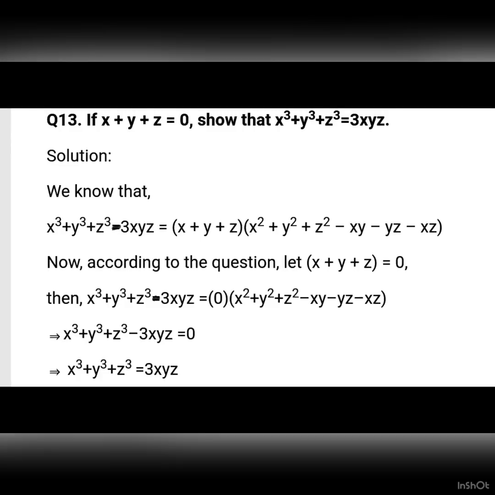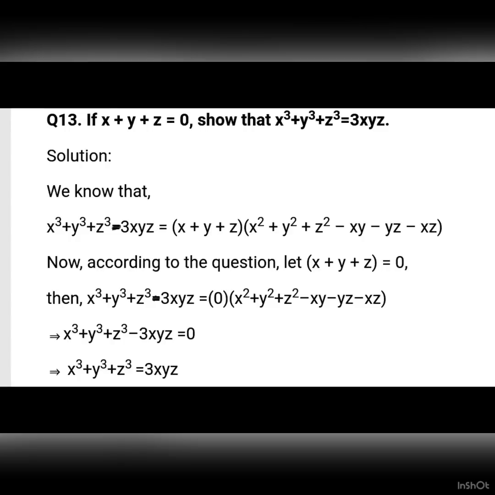Now if x plus y plus z is equals to 0, show that x cube plus y cube plus z cube is equals to 3xyz. Now identity number 8. X cube plus y cube plus z cube minus 3xyz is equals to x plus y plus z into x square plus y square plus z square minus xy minus yz minus xz.